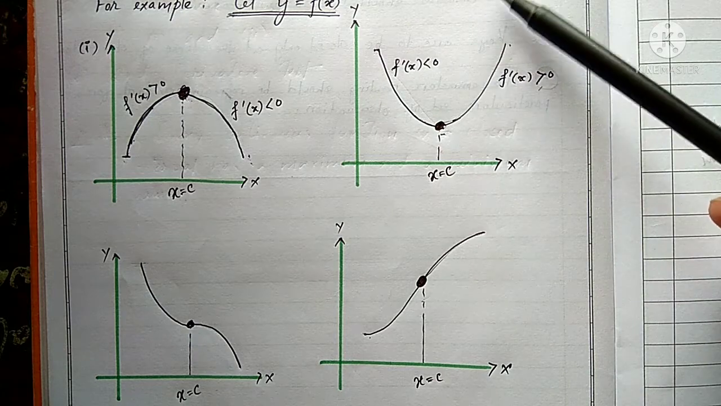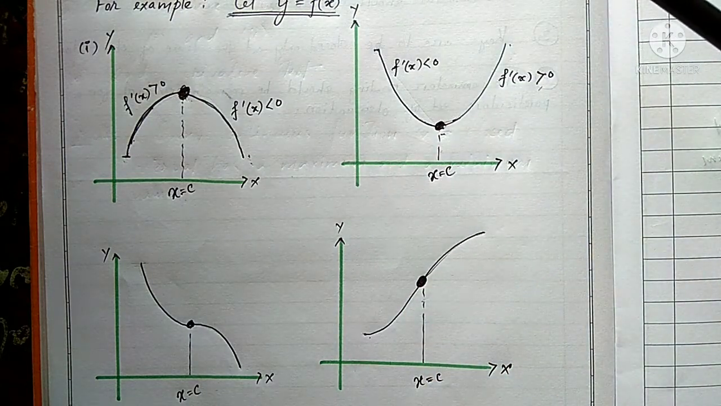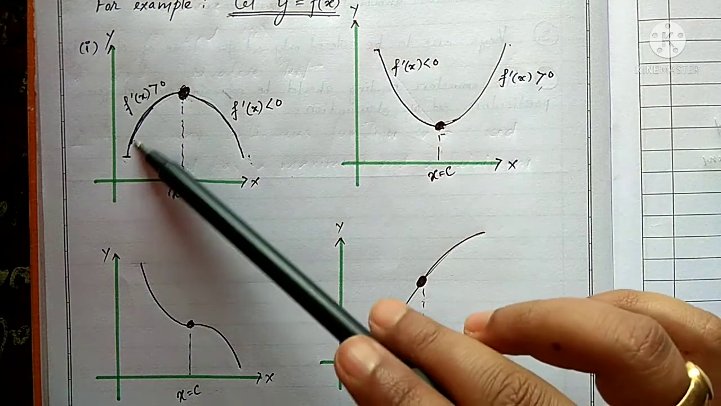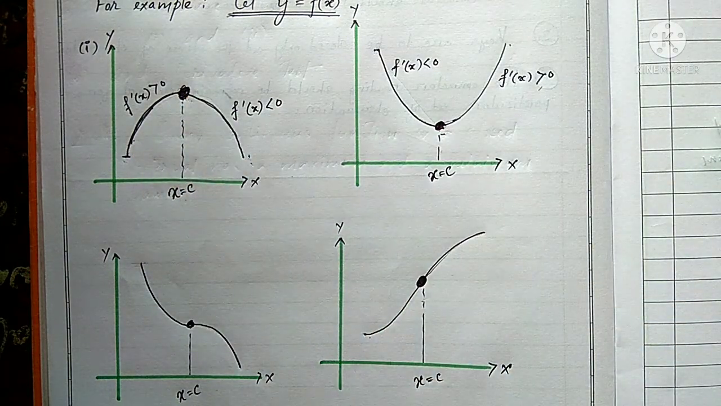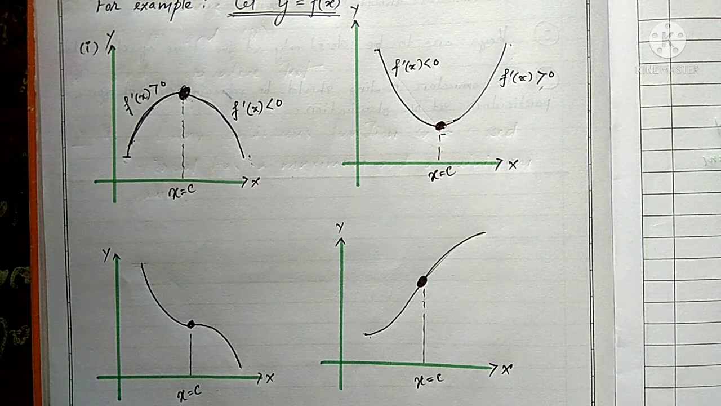The main reason I am telling all this is the turning point. Here it is already written: we will find the turning point. So graphically, in this way we can find out the turning point. Is it clear? So this is how we can find the turning point.